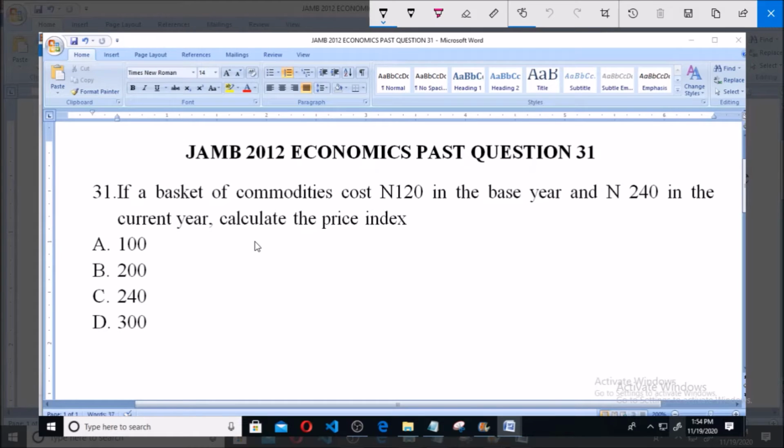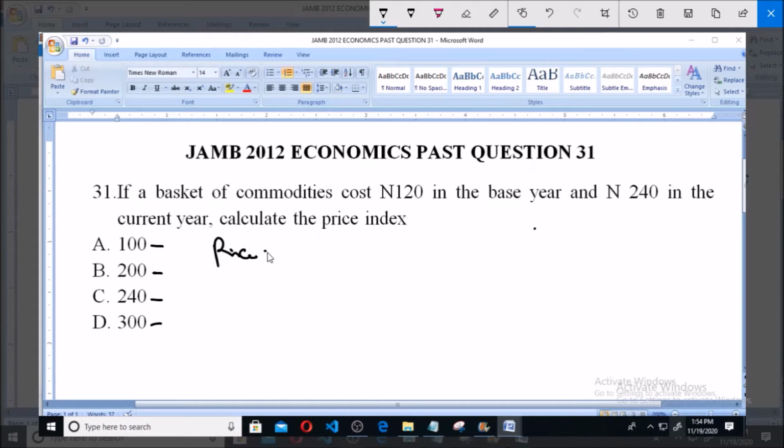JAMB 2012 Economics past question number 31. If a basket of commodities costs 120 naira in the base year and 240 naira in the current year, calculate the price index. Option A says the price index is 100, B says 200, C says 240, and option D says 300.